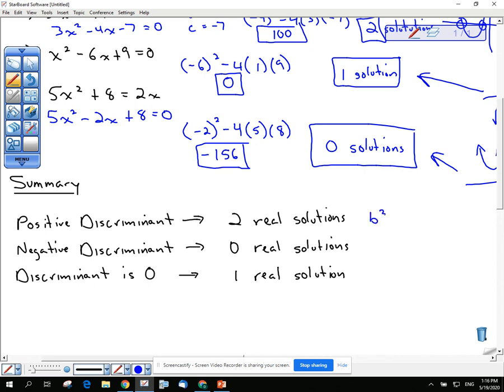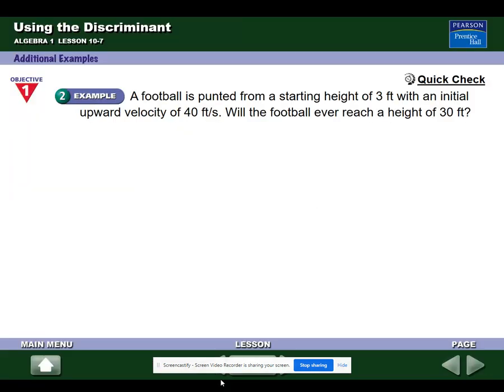If b squared minus 4ac is greater than 0, then 2 real solutions. If it's less than 0, then no real solutions. If it's equal to 0, then it's 1 real solution. Okay, so then just one little example to see how this might apply.